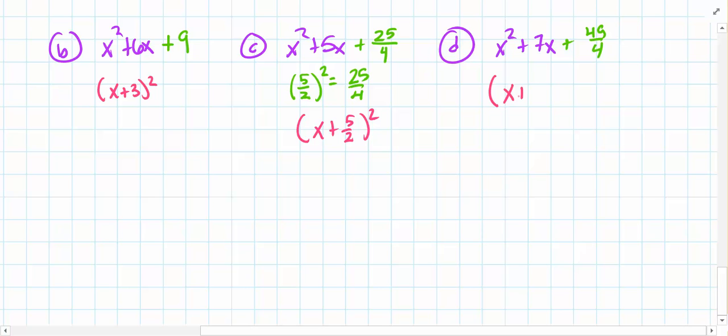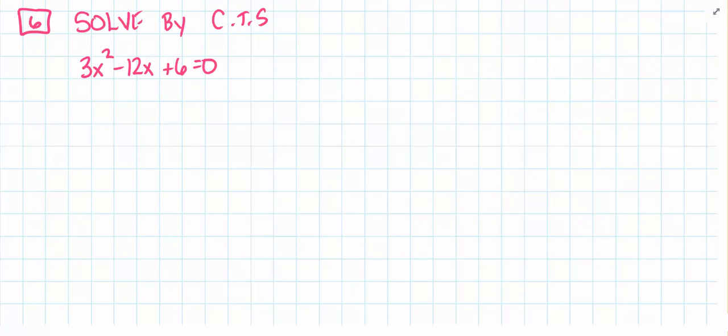All right, let's do 3x squared minus 12x plus 6 equals 0. We're actually going to solve this by completing the square. If you can factor out a greatest common factor, you should do it every time. So what can we factor out first? 3. That will leave us with what?